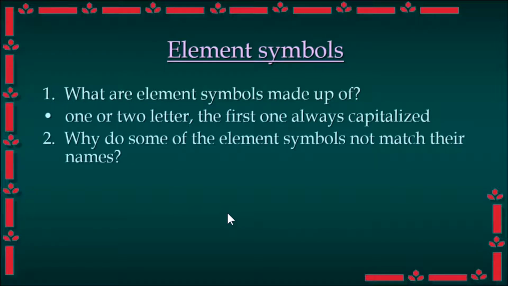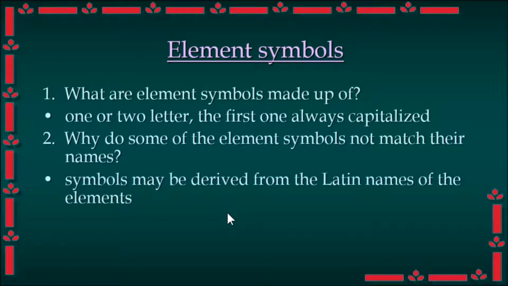Why do some element symbols not match their names? Because, as we've already talked about, they're ancient. We've known about them for a long time. Like gold. Gold, for the longest time in human history, was referred to as aurum, A-U-R-U-M. Only in recent years do we refer to it as gold. So that is why some of the symbols do not match their English names, because they were around back in the Latin days.